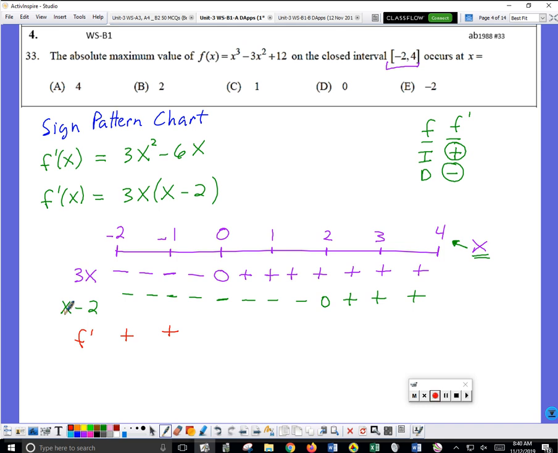The best place to jump to is way over here. If x had a value of 0, well, this factor of f prime would have a value of 0. This factor of f prime would have a negative number. 0 times a negative would be 0.